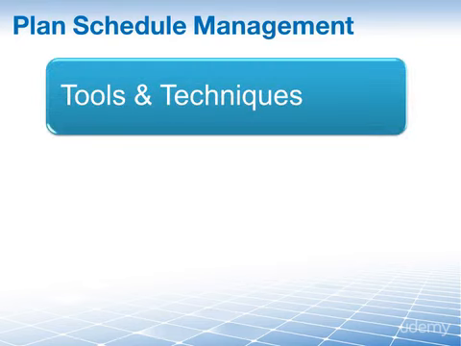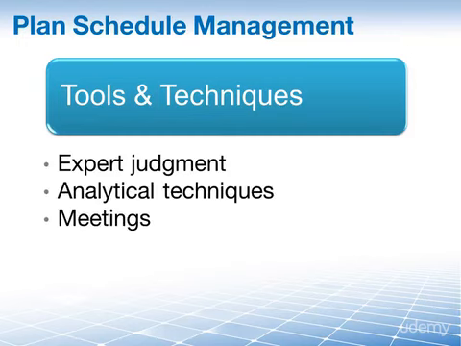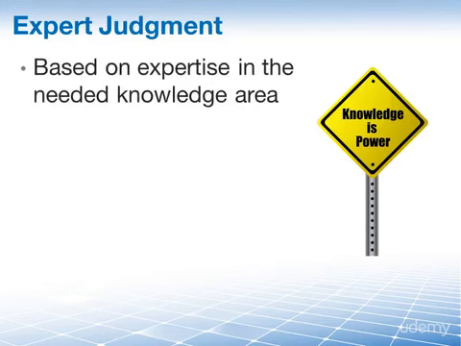So we're moving on to our 3 tools and techniques, which are expert judgment, analytical techniques, and meetings. Expert judgment, our first tool and technique, is judgment that is provided based on expertise in an application area, knowledge area, an industry, or a discipline, as it is needed for what we're doing right there at the moment. And this kind of expertise may be provided by you yourself, by other project managers, by the sponsor of your project, or by team members.